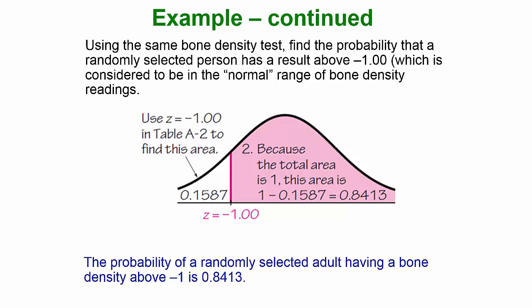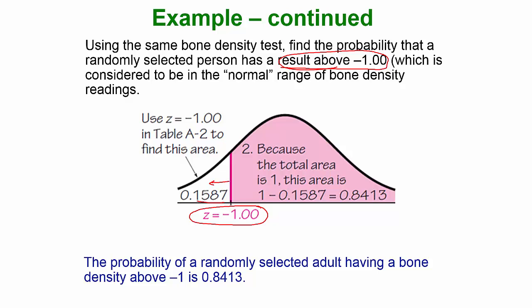Now notice though, we always want to shade the region that is under the curve that relates to the probability, okay? So this is asking us to find the probability that a person has a result above negative 1.0. So above is to the right, so that's why I shaded to the right in pink. But we always look up the z. Now when I look up negative 1.00, I get 0.1587, so that's always to the left of my mark.